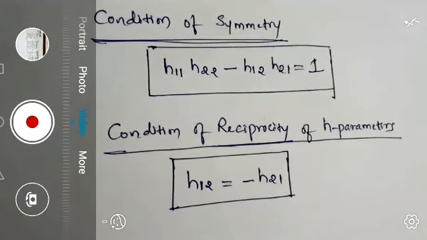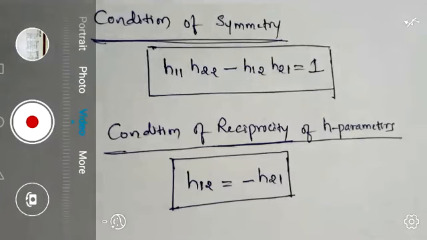Similarly, we substituted I1 equal to 0 in equation 2. Then we got the expression I2 equal to H22 into V2. So the parameter H22 equal to what? I2 by V2 because I1 equal to 0. Hence the parameter H22 is called open circuit output admittance.